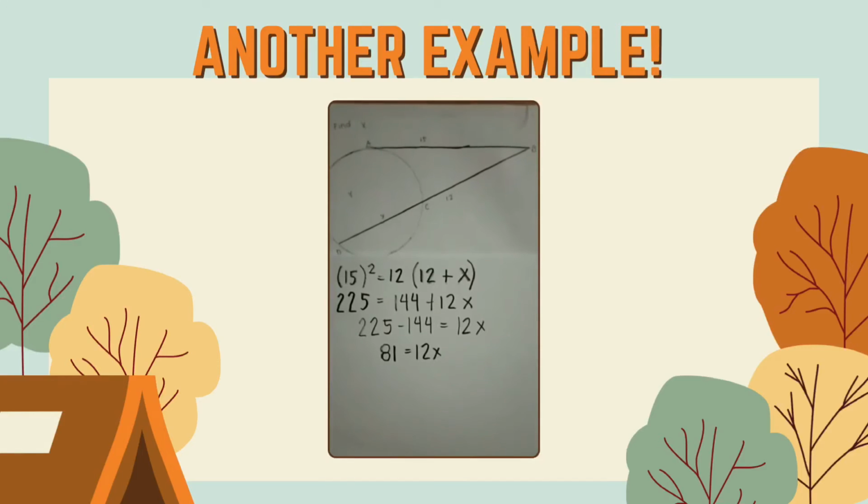To cancel 12, we must divide both sides by 12. Just bring down x and divide 81 by 12, which will result in 6.75, which is our final answer.